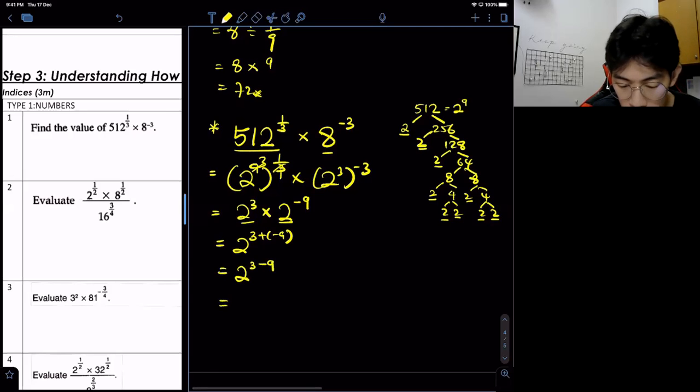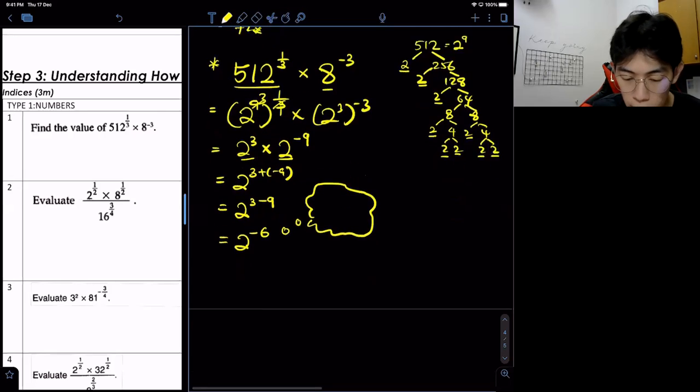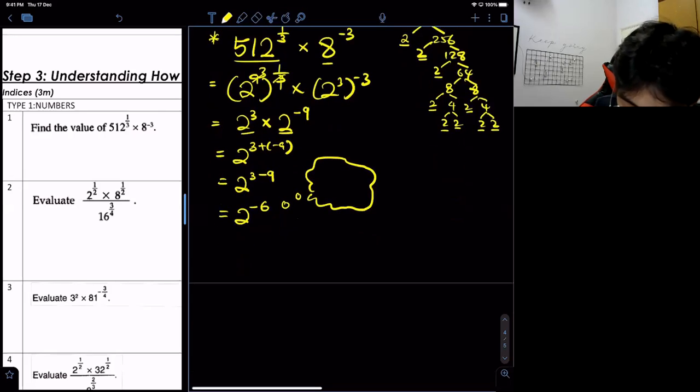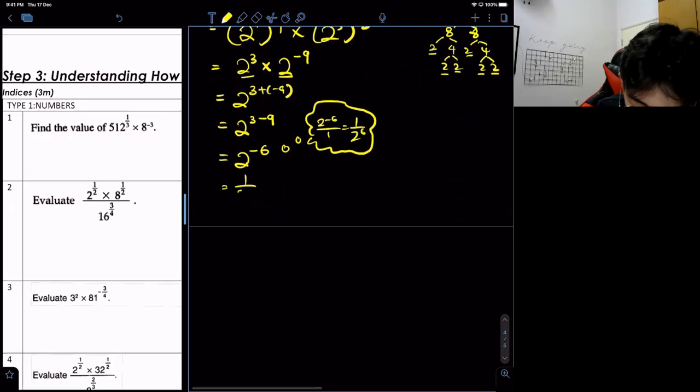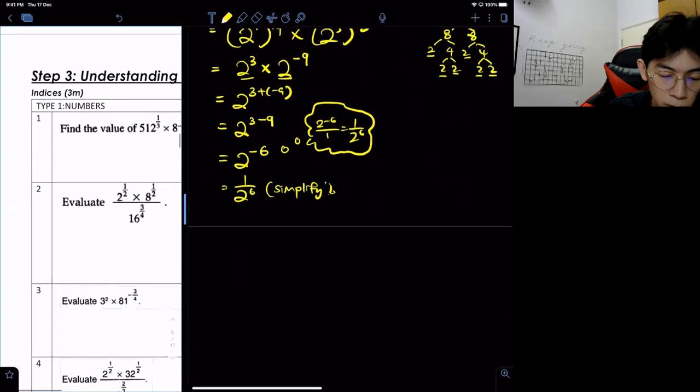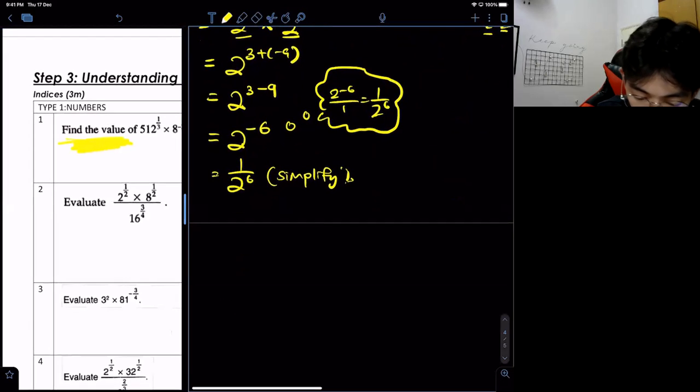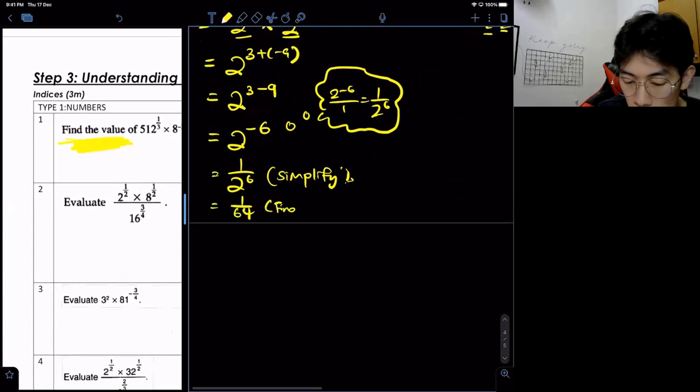So you see extra workings here already. 2 power negative 6. So 2 power negative 6 is actually over 1, so 1 over 2 power 6. If you stop at simplify, this is your answer. But what does the question say? The question says find the value. So go ahead and further your answer to 1 over 64. So this is find the value, or maybe evaluate.